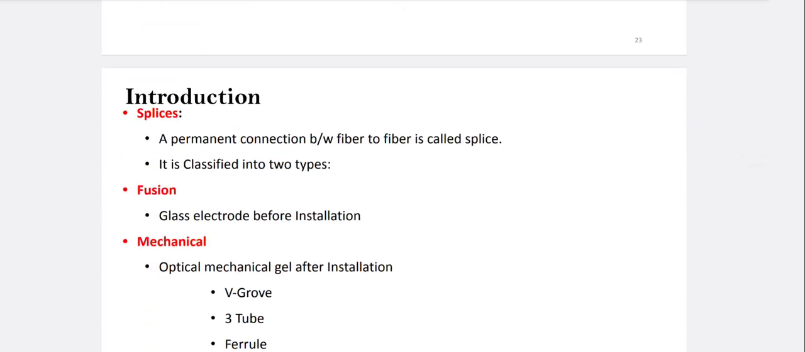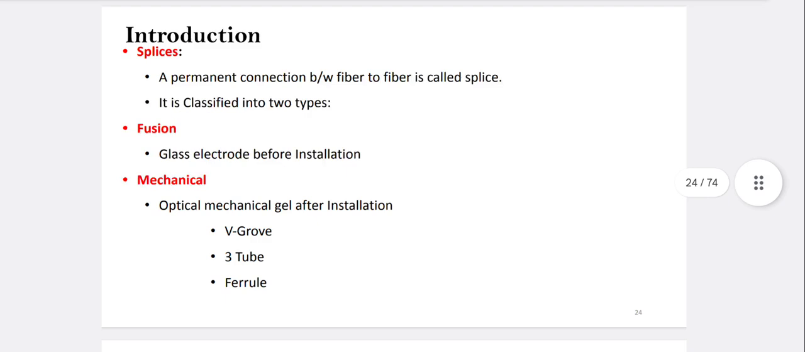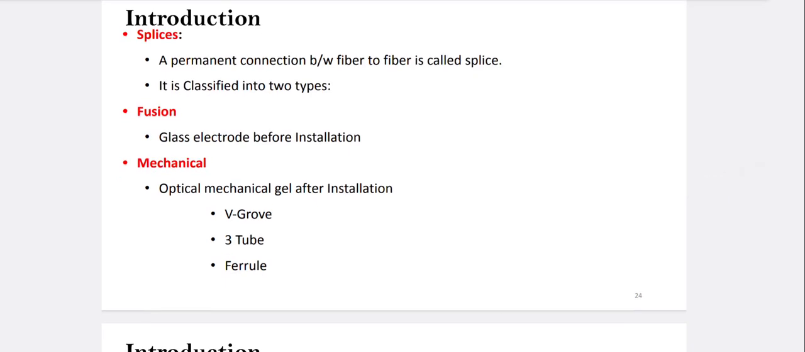Splices provide a permanent connection between two optical cables. Splices can be further classified into two types: fusion splices and mechanical splices. Fusion splices are provided in a glass electrode before the installation.